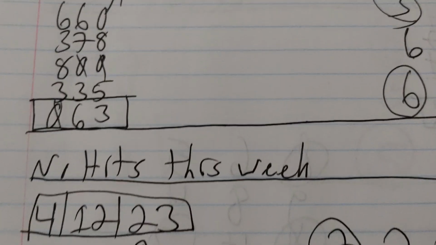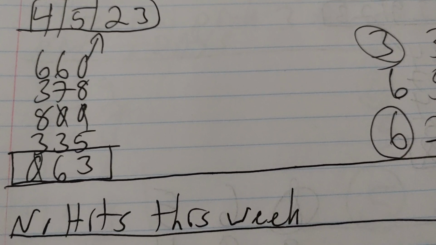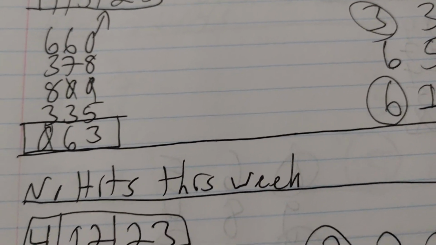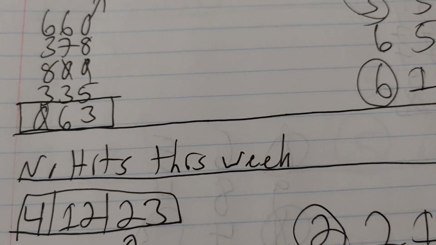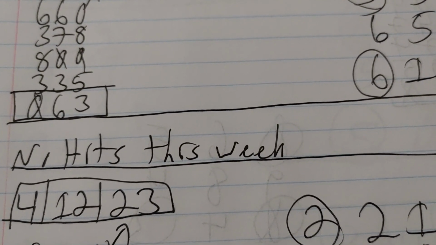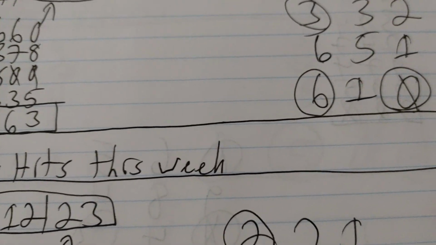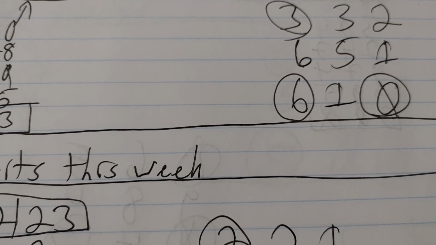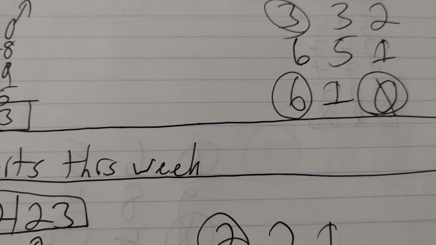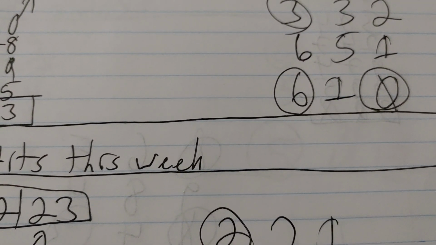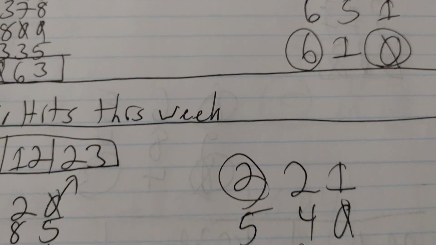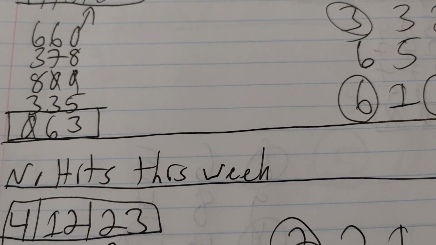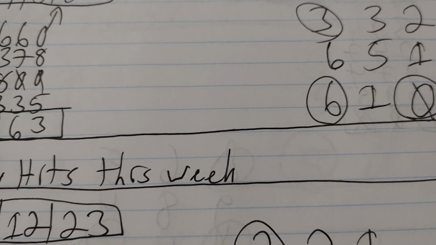Right, on April 5th, 2023, the number that hit was 660, 378, 800, and 335. 063 was the sum. You're going to write that out as already described, so 6063 there, and then fill out the tic-tac-toe box as already covered. And then unfortunately that week, there were no hits from this method, okay?